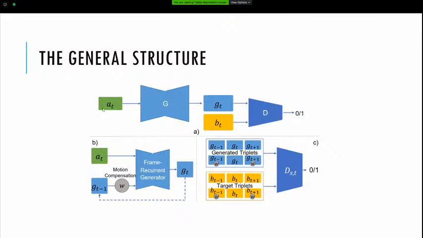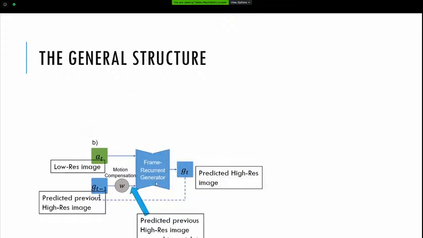So what are they doing different? Let's have a look at their new proposed, or not their proposed generator, but the frame recurrent generator. The frame recurrent generator reuses predictions it already has made. So it still gets the input as before, the input AT. And if we're talking about a video super resolution task, so a task where we are trying to predict high resolution images from low resolution images, this AT might be some low resolution image. And what we would like to get is some predicted high resolution image.